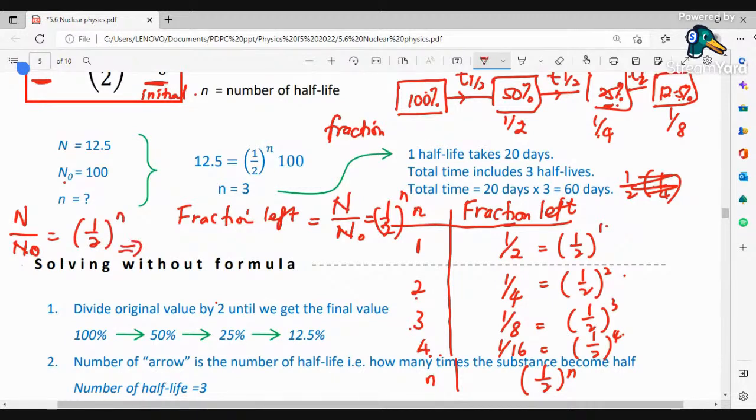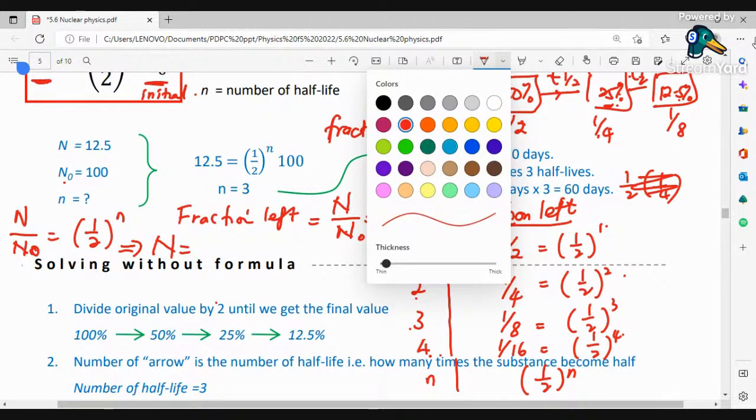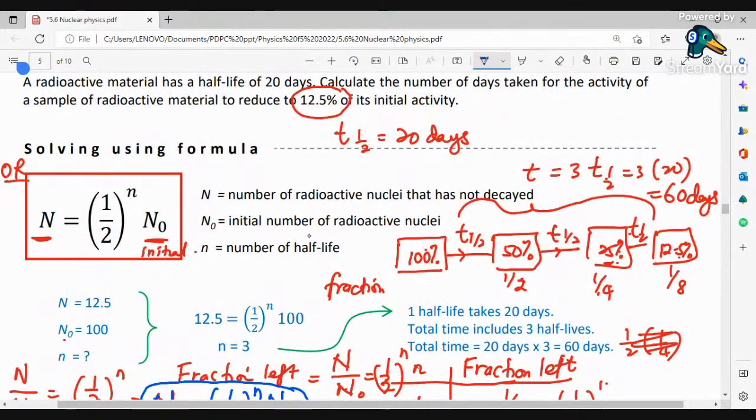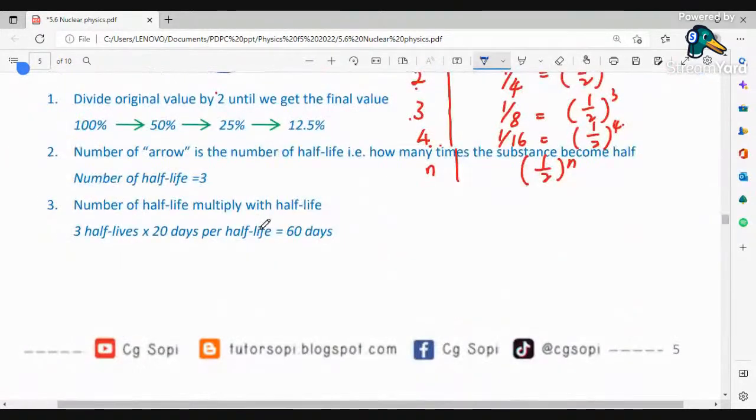So dari sini kita dapat N equals, okay, saya tulis warna lain. N equals half power n times N0. Nampak tak? The same formula I get. Ini formula ni. If you understand this formula, you can use this formula. If cannot, you can just use this method. No problem. Sometimes ini lebih senang, betul tak? You boleh nampak senang, you guna cara ni.